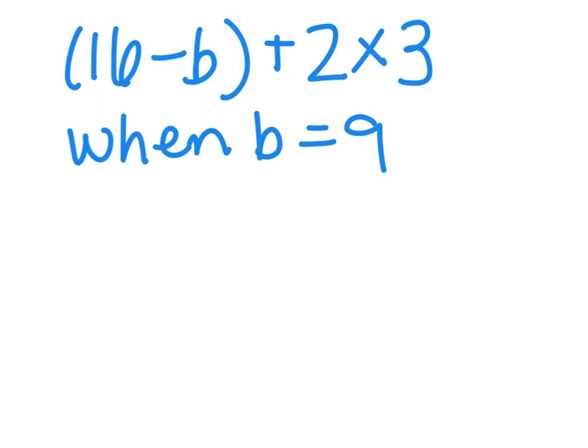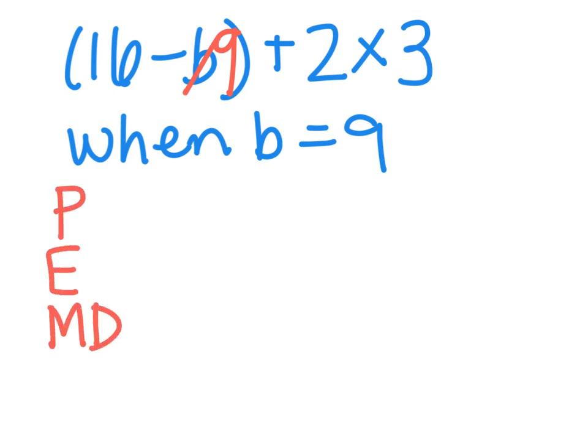Sometimes you'll get a problem with a variable in it, an algebraic expression, but they may tell you what that variable equals. So in this case, b equals 9. So I just like to cross out the b and place what it equals right there in its spot. So now we can solve this using the order of operations. Please excuse my dear Aunt Sally.